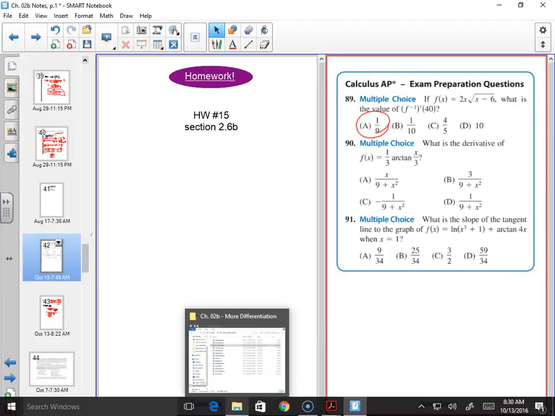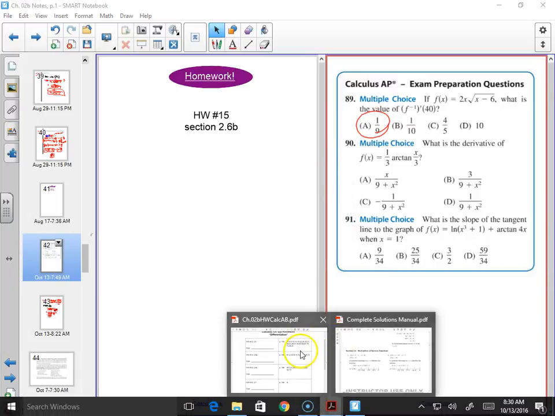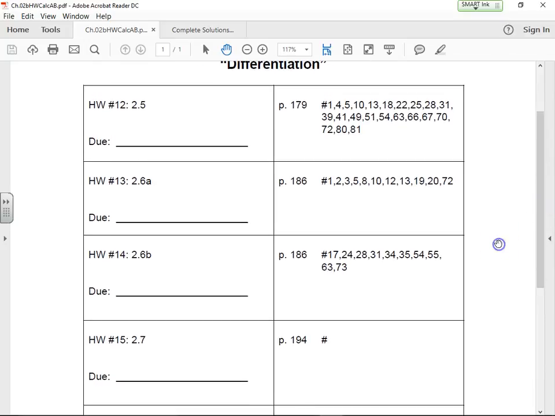Which homework are we grading right now? We are grading 14 and 15, 2.6a and 2.6b, the evens. There were some evens, there were also some odds. We're just going to grade the answers real quick. I think Slater has a lot of these online too.